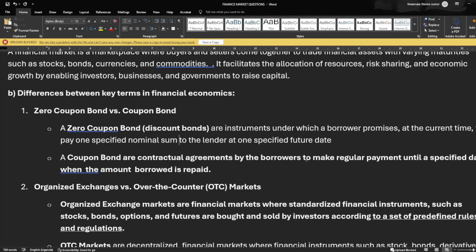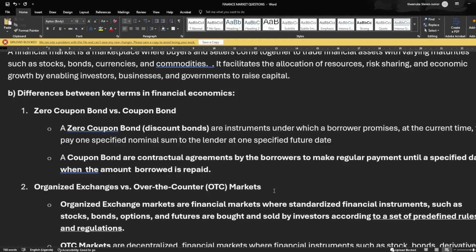That is a zero coupon bond: an instrument under which the borrower promises at the current time to pay one specified nominal sum to the lender at one specified future date. So at that current time you promise, but you also specify when you will pay back this sum. Then we have a coupon bond.